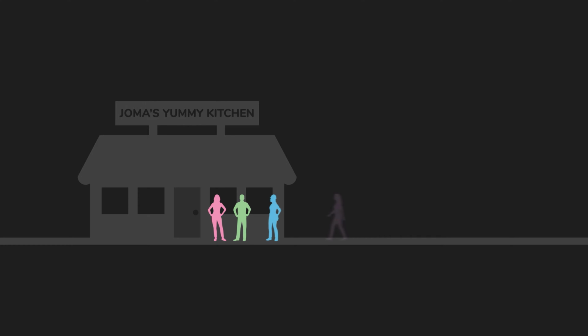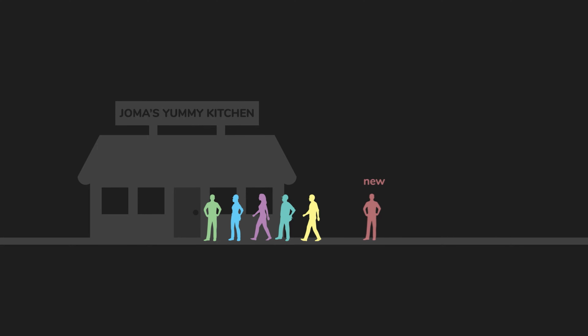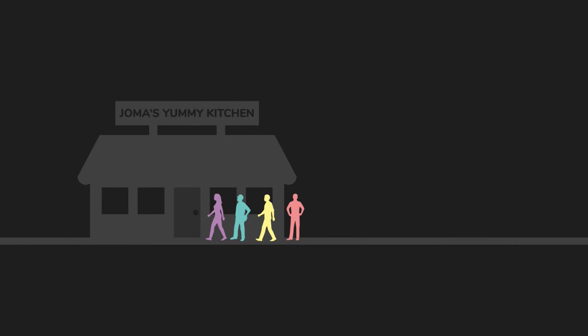Think of a line of people waiting outside a restaurant to get in. The person who comes in first will get served first, and new people coming into the queue will have to stand at the back of the line and wait until it's their turn to get in. Now let's turn these people into queue elements.